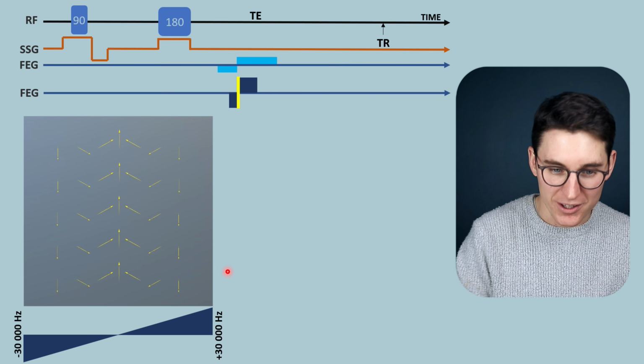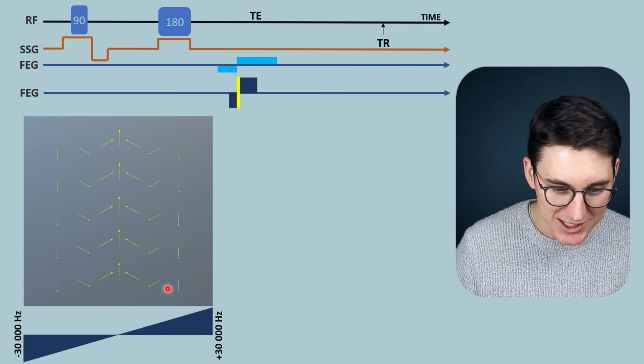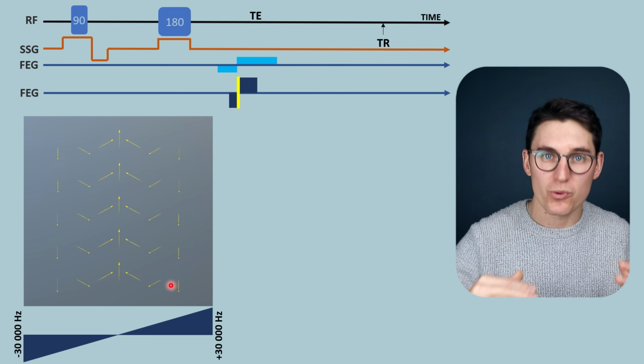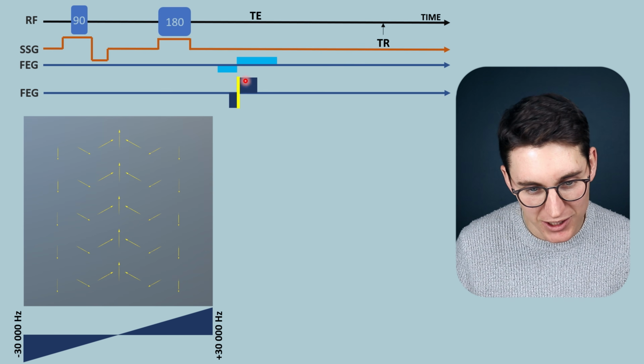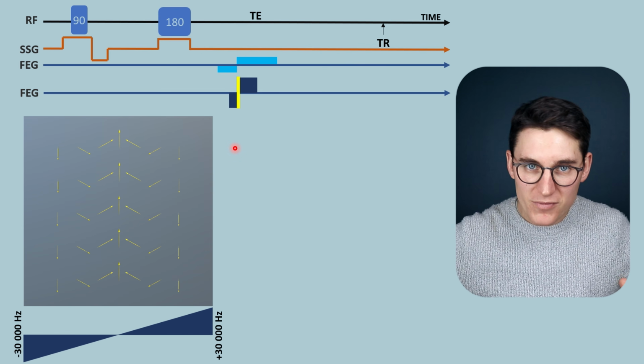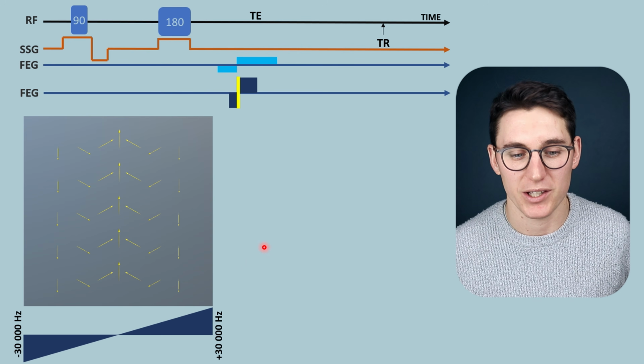Now we're going to apply the frequency encoding gradient, equal and opposite in direction. These spins are going to catch up. They're going to rephase with all the spins before dephasing again. But this frequency encoding gradient is much stronger. That rephasing is going to happen quicker, and the dephasing is going to happen quicker.